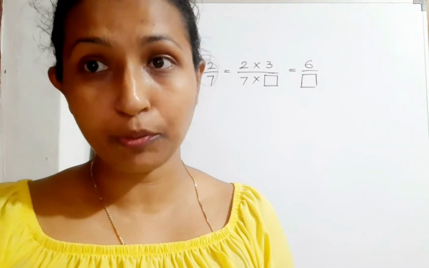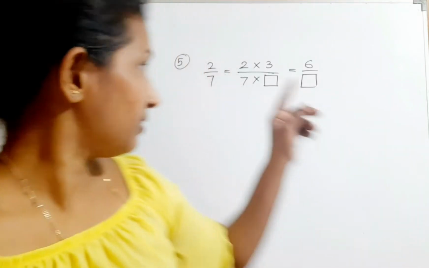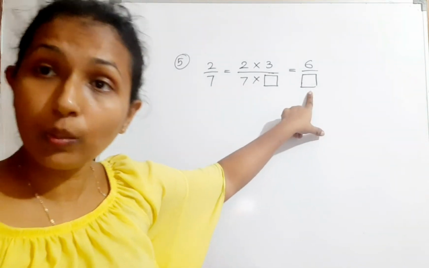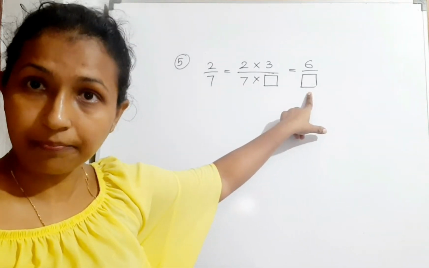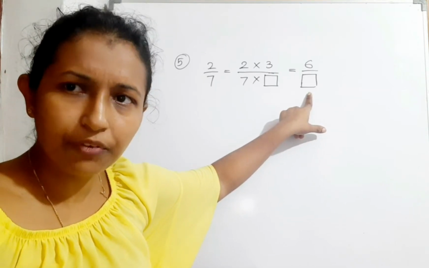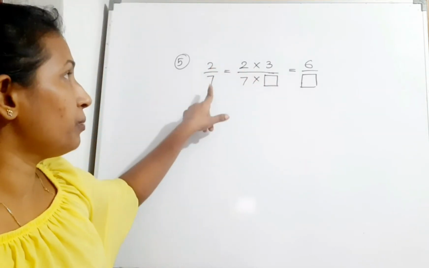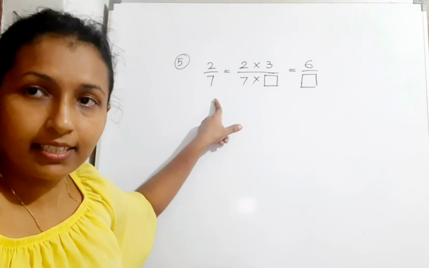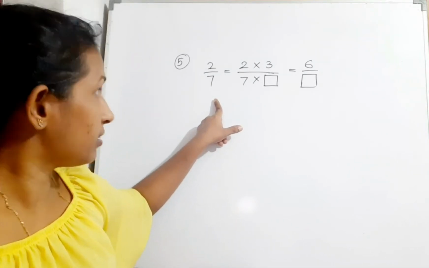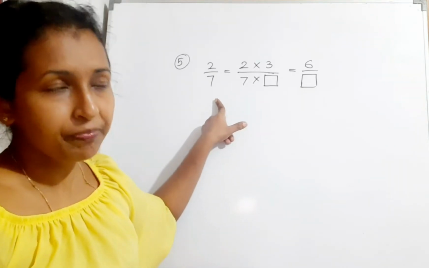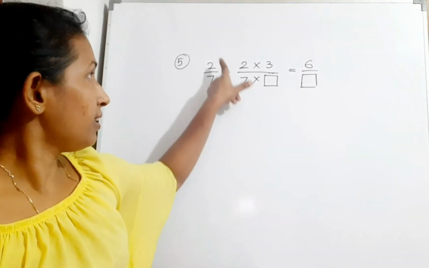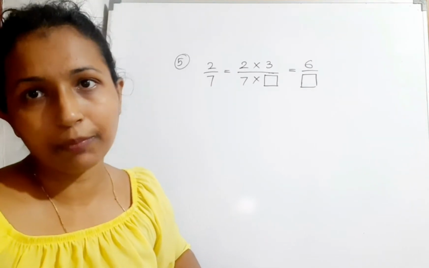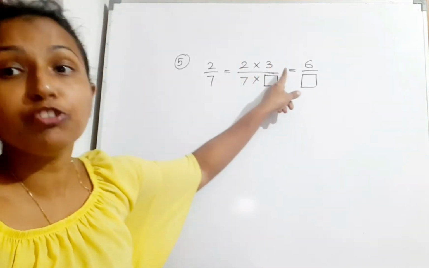Now, the fifth question. Here, they are given a fraction and you have to write another equivalent fraction for this one. Here, you know how to get the equivalent fractions. Both the numerator and the denominator should be multiplied or divided. If we can divide only, we can multiply both the numerator and the denominator by the same number. Here they have multiplied it by 3.